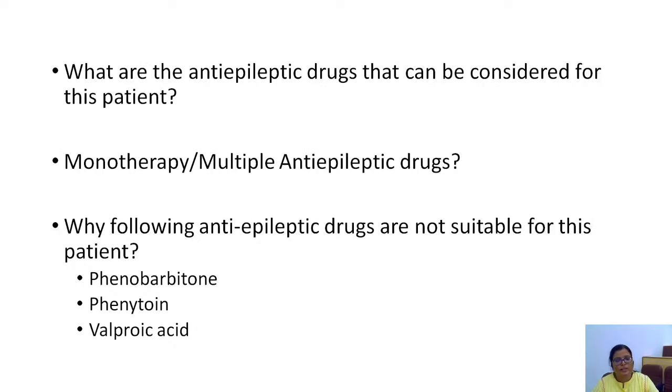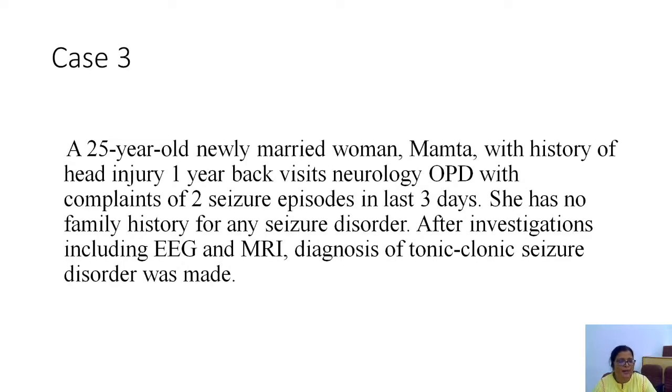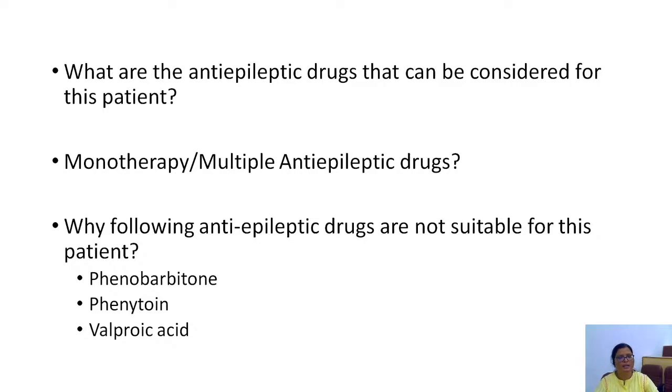Now, what are the anti-epileptic drugs that can be considered for this patient? If you see a 25-year-old woman who has tonic-clonic seizures, you might give a broad range of drugs, most of the drugs you have read in your anti-seizure classes; you can mention those. Then the second question comes: monotherapy or multiple anti-epileptic agents.